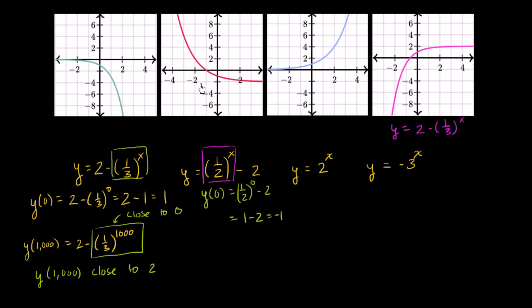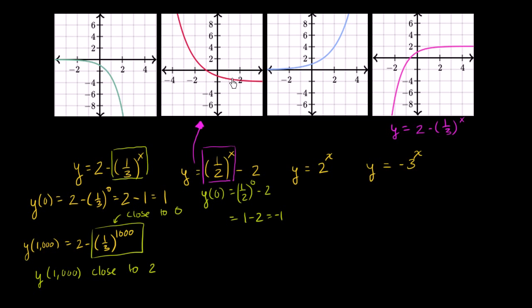So let's see where we see that. Well, that looks like this one right over here. Once again, we said these are our two candidates. When x is 0, y is -1. And here we see as x gets larger and larger and larger, y is approaching -2 because this part is becoming smaller and smaller and smaller values. So this one is that one right over there.